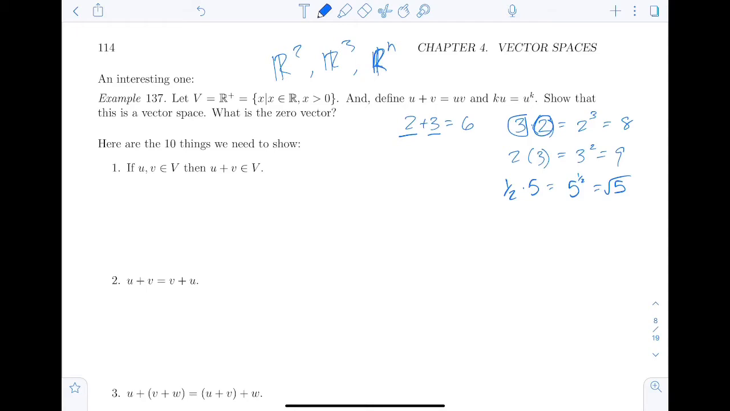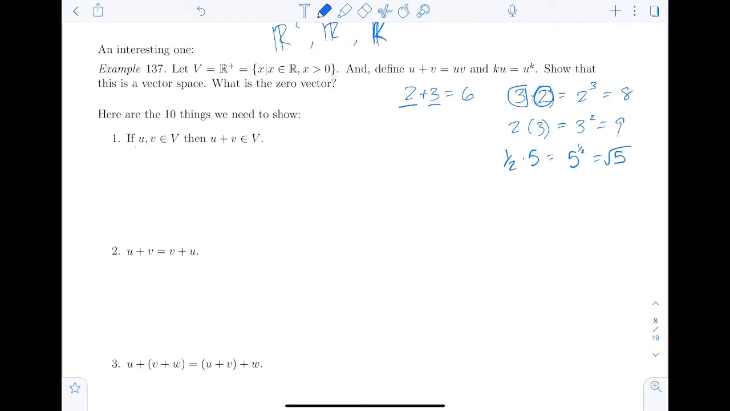What do I have to do? Let's go through all 10. First of all, if u and v are positive numbers, what is u plus v? Maybe we'll put a dot over that. That doesn't really mean plus, it's our new plus. That's u times v. Now, if you take two positive numbers and multiply them, you get a positive number. So positive times positive is positive. That is in R plus, which is V. So number one, check. When I add two positive numbers here, I get a positive number here. And by adding, I mean multiply.